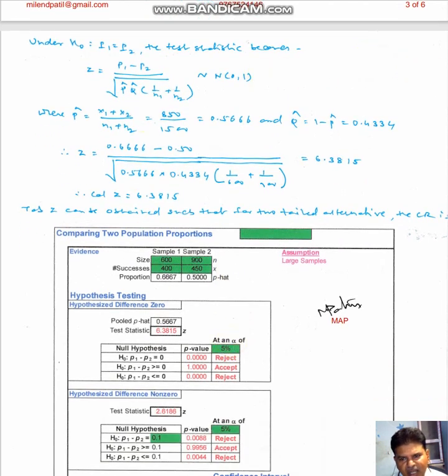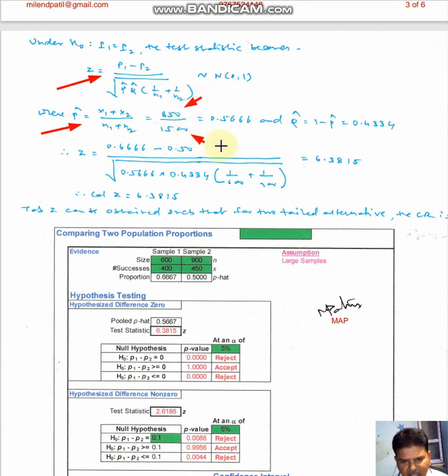This is my formula. Put all those values. Calculate P hat first. X1 is known, X2 is known, N1 and N2 are also known. If you add x1 plus x2, that comes out to be 850, and n1 plus n2 is 900 plus 600.